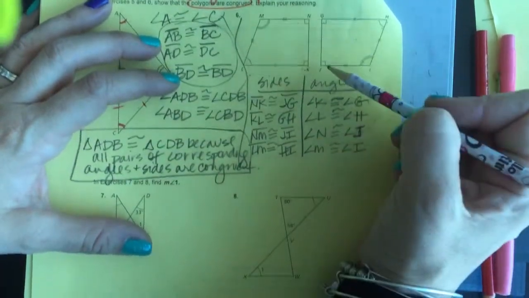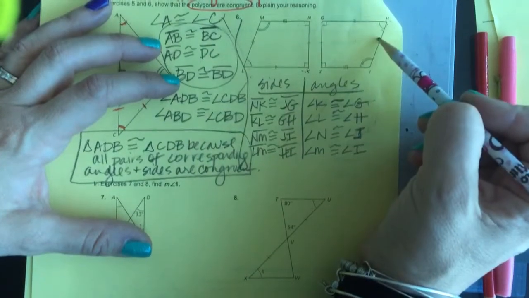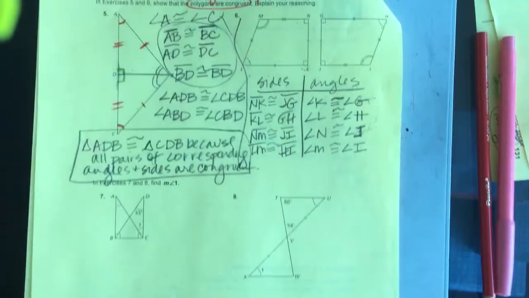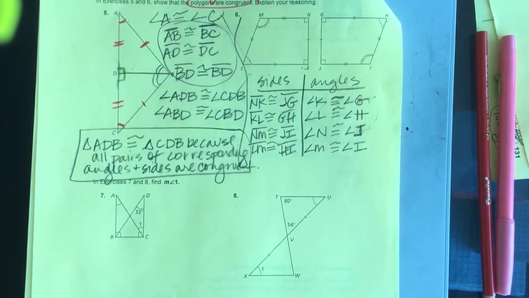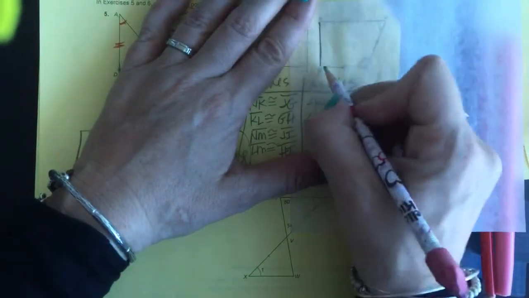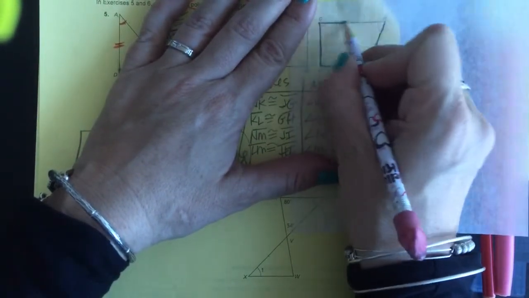Well, it matters because of the position. If I were going to flip this figure over and lay it on top of it, I would need that to be, so here, I'm just using some tracing paper to show you what I mean.